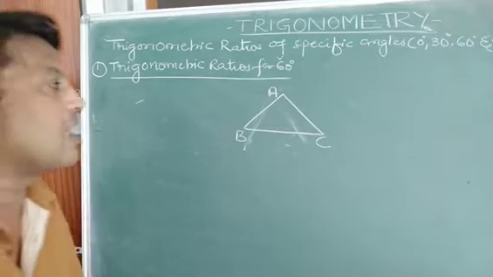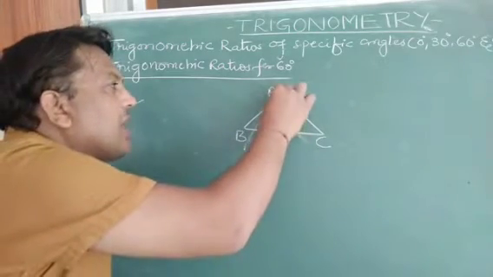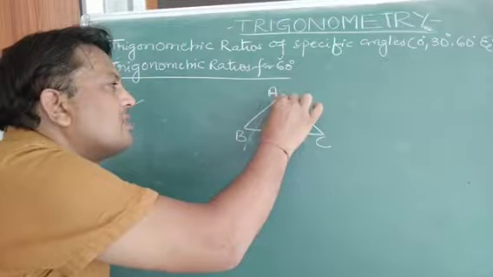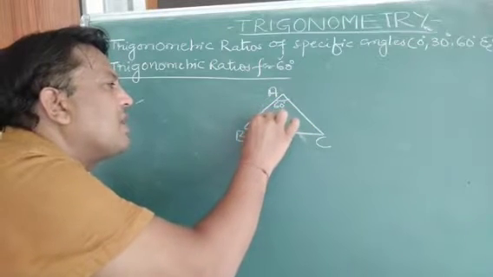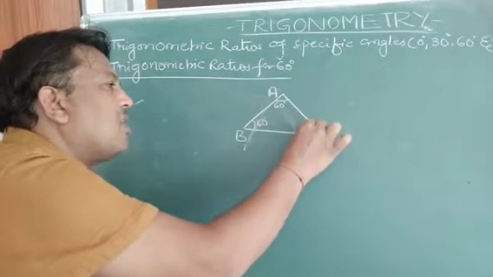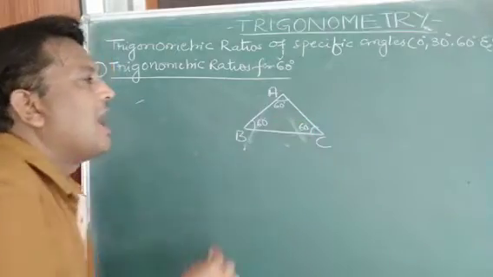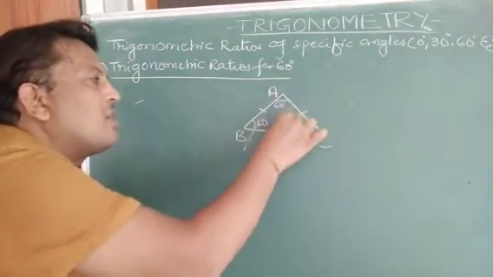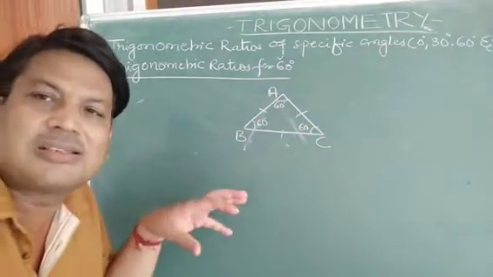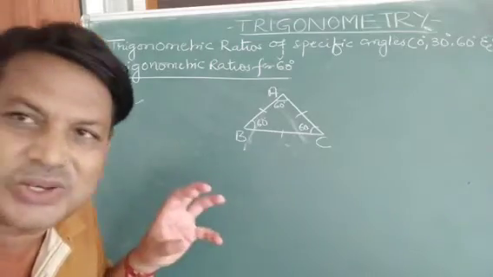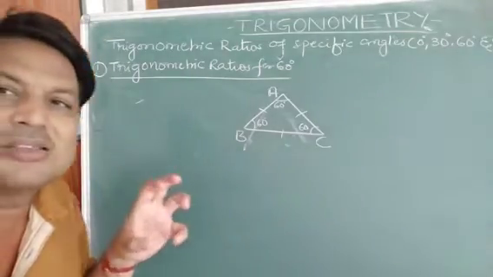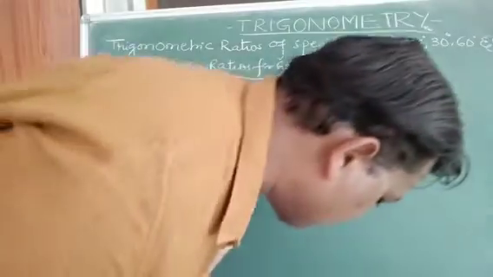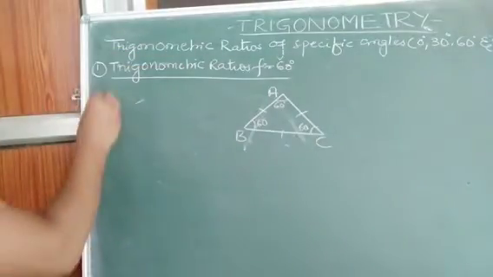In an equilateral triangle we know the specialty that all angles are how much, children? Equal, and that too how much? 60 degree. So every angle is 60 degree and all sides are also equal. All three angles are equal and all three sides are also equal, and all angles are equal to 60 degree.